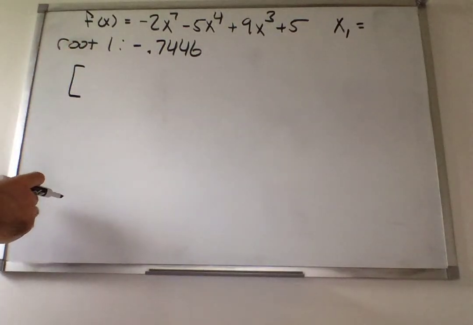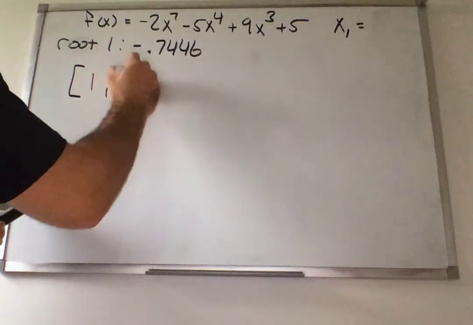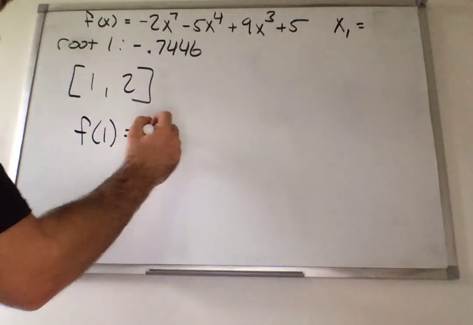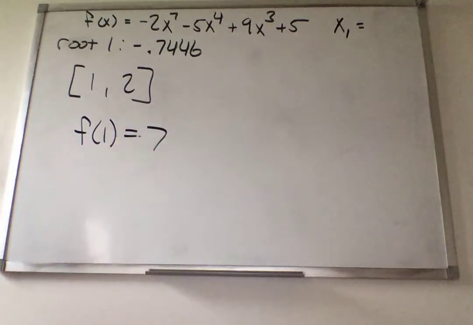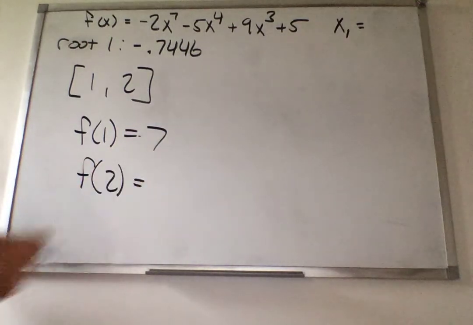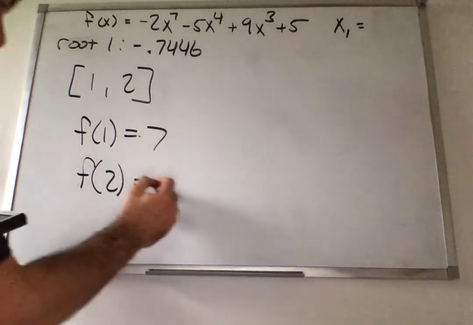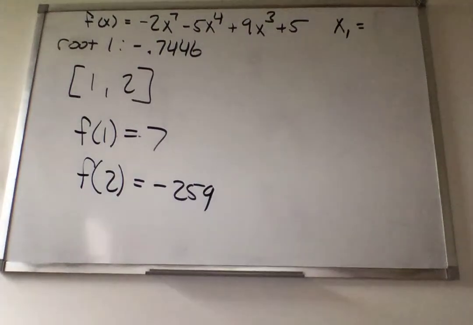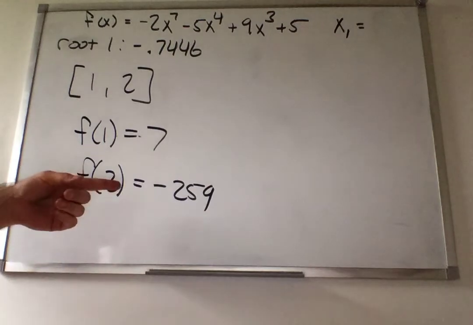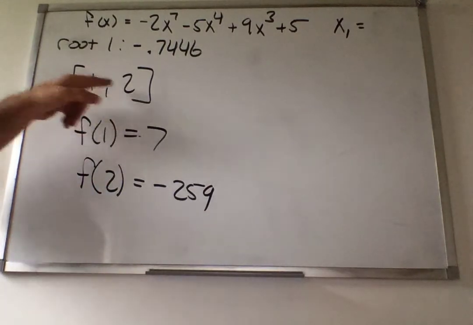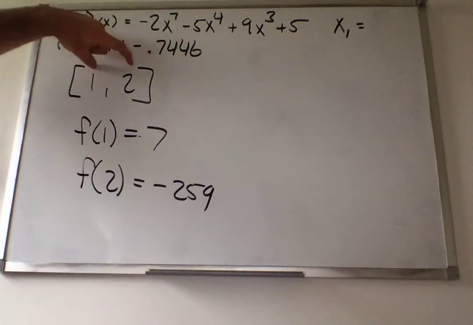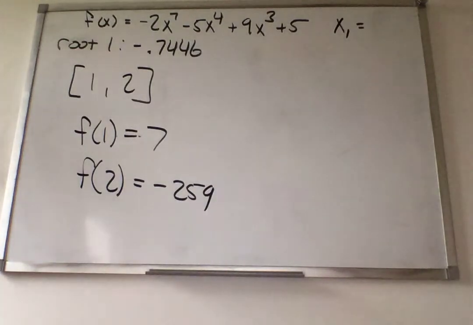Let's try the interval from 1 to 2. We did negative 1 to 1. Let's try 1 to 2. If you recall, f of 1 was positive 7. And then if we plug in 2 here, we get negative 259. Well, look at that. The intermediate value theorem states that there is a 0 somewhere on here because it goes from positive to negative.